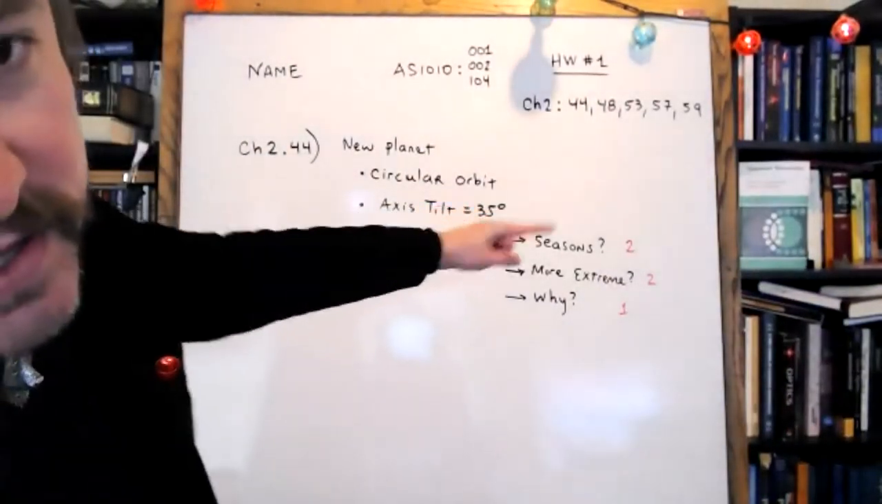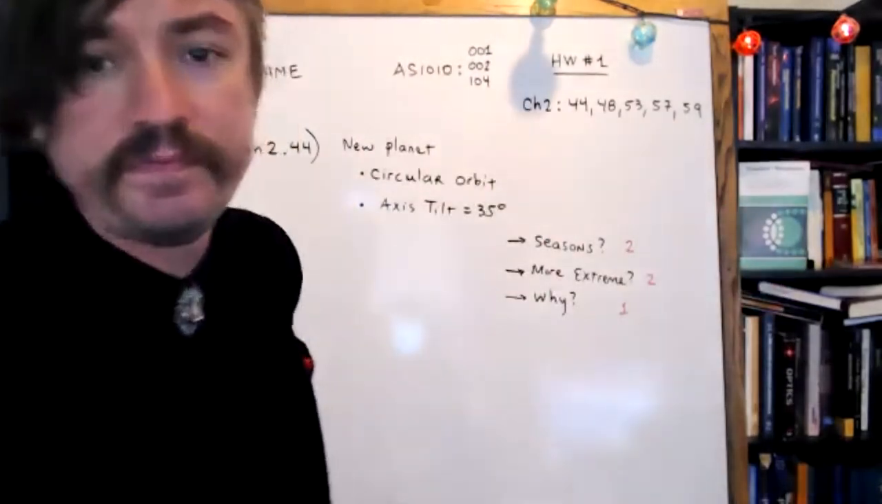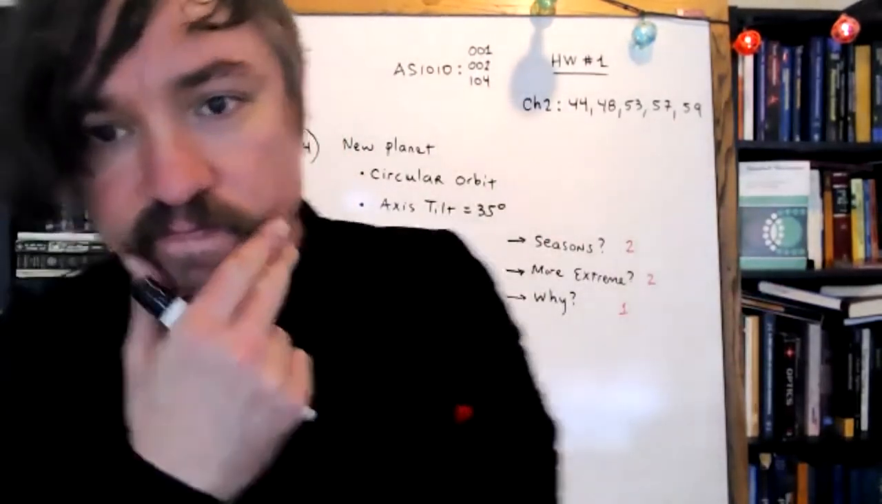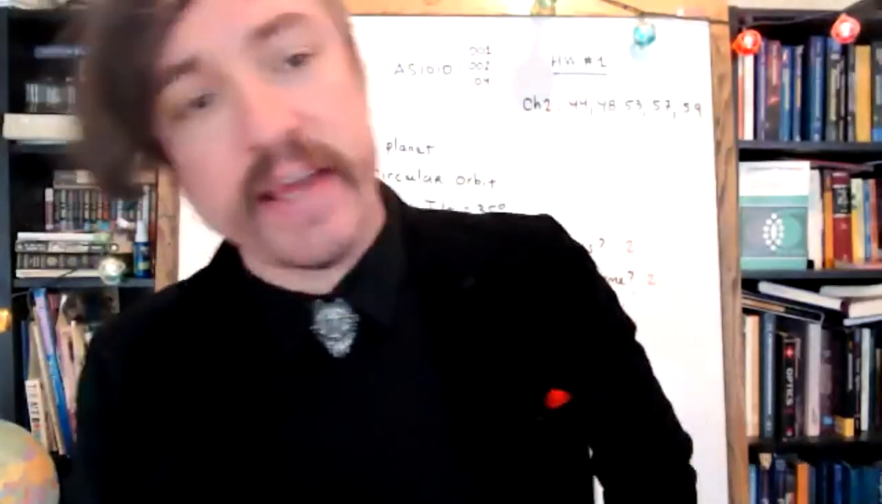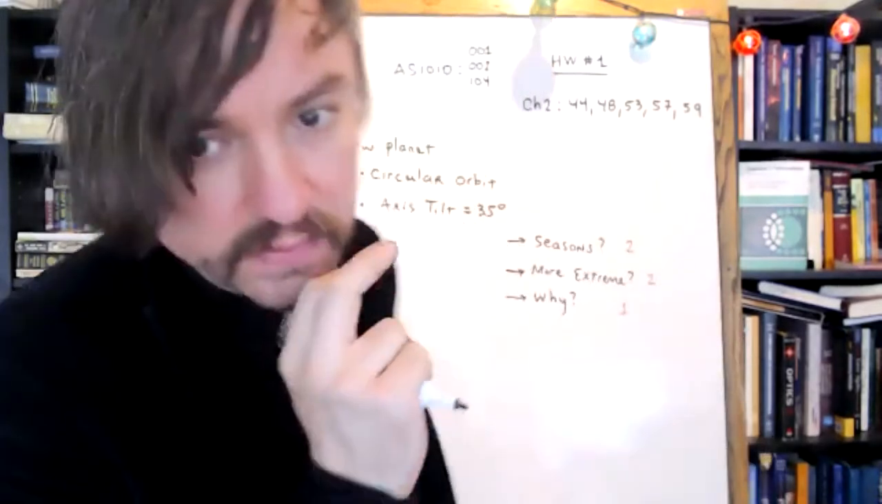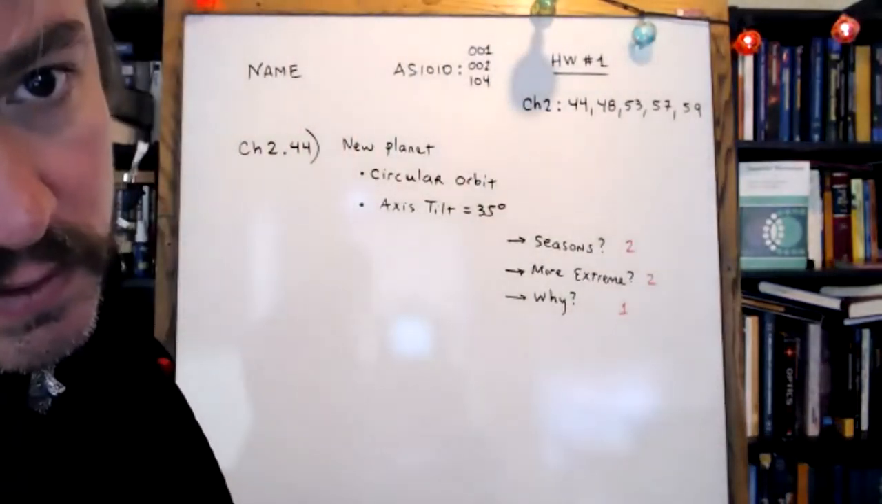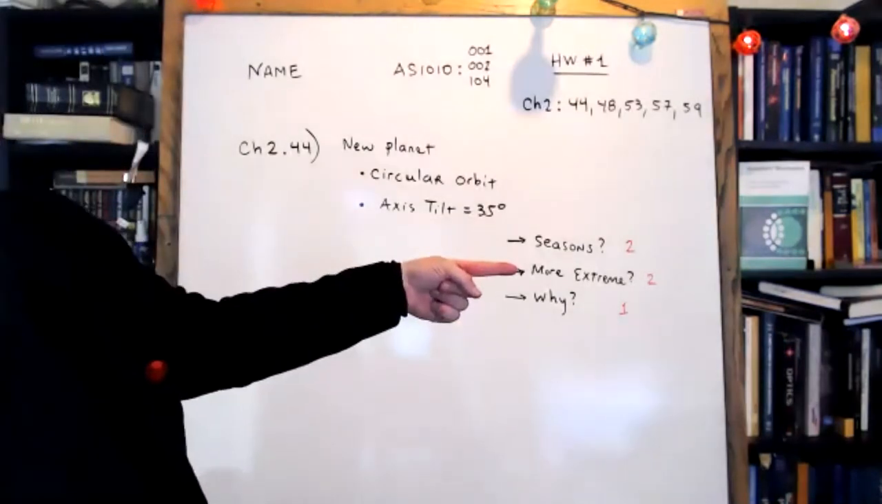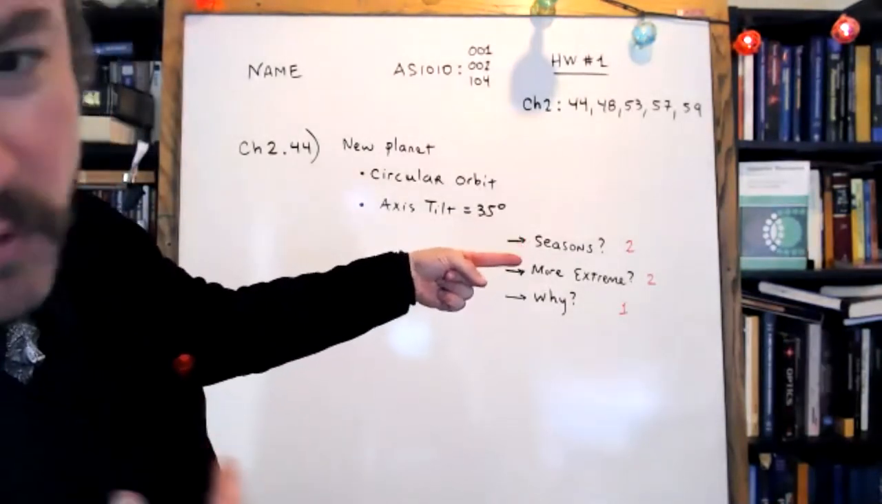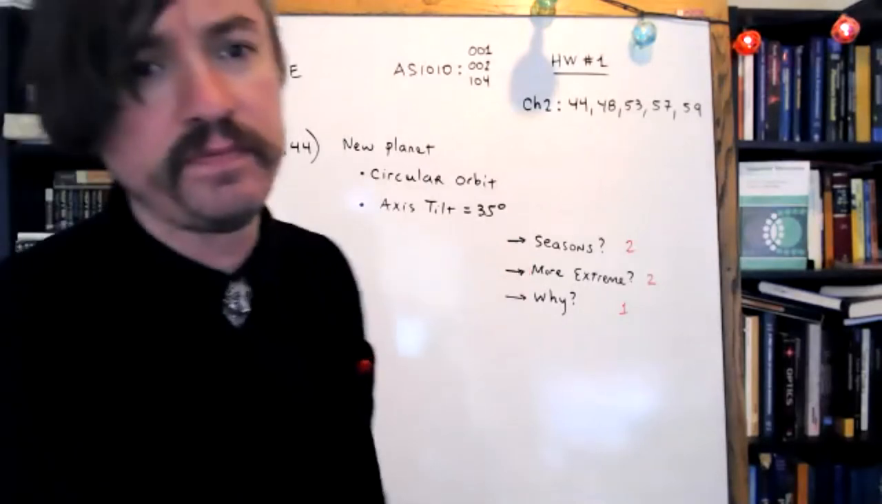Would this planet have seasons? What do you think? Zachary's nodding his head, so talk to me, Zach. Tell me what you're thinking. Since it has a tilt and a circular orbit, it will have seasons? Correct. And since I've got you on the horn here, do you think they're going to be more extreme or less extreme than Earth's?